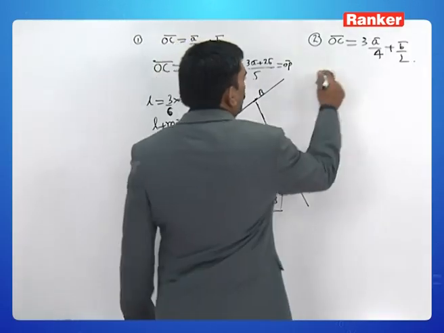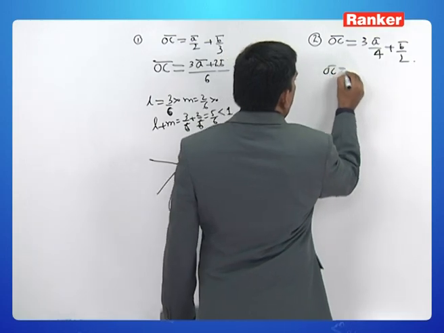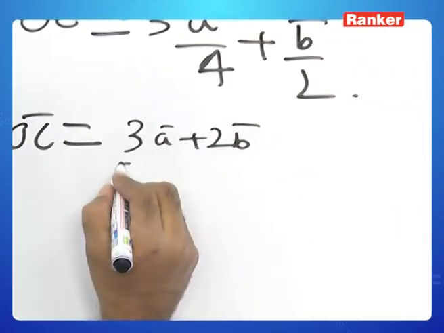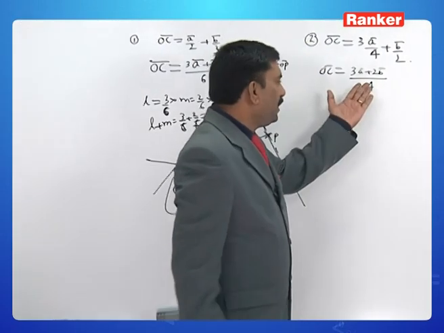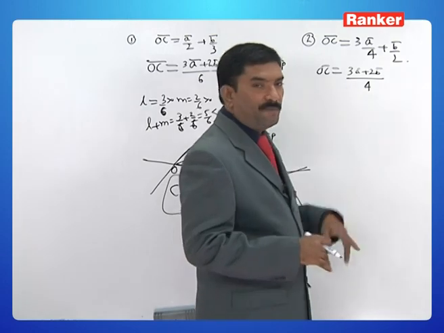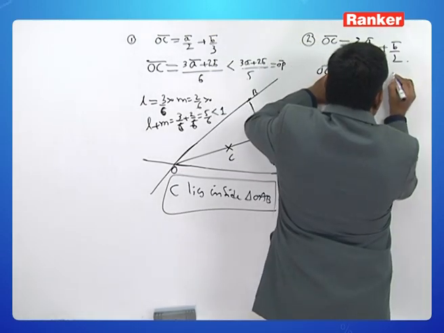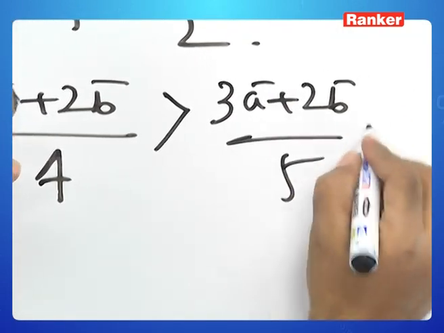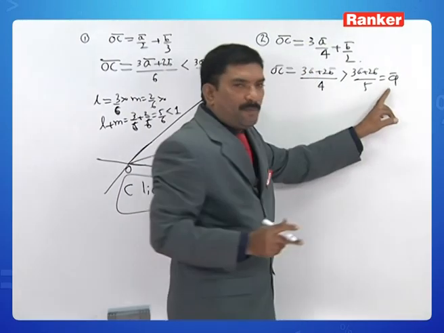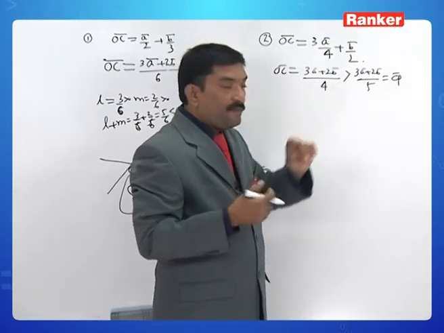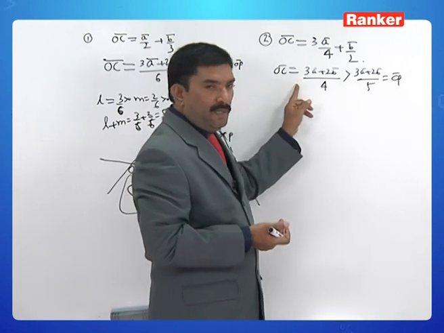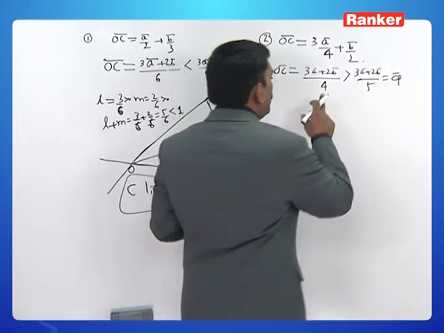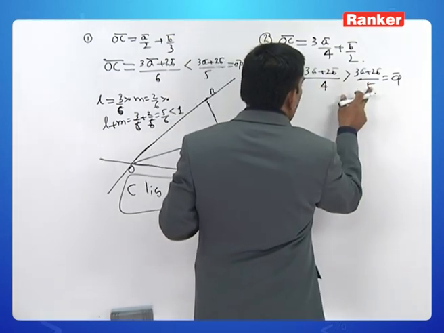Next, if I go to this one, OC bar is equal to, take the LCM, 3A bar plus 2B bar by 4. But I don't know exactly. If it is a ratio, 0.5 must be there. Write down: this C is greater than (3A bar plus 2B bar) by 5, which is equal to OP bar. Because P is a point whose position vector is known, to compare with OC, to draw the figure and identify the position, we can write it. So therefore now, 1 by 4 is greater than this, and this 1 by 5 is less than this.